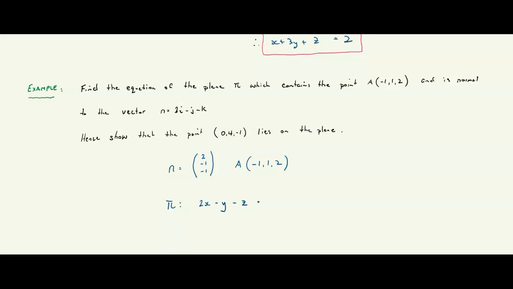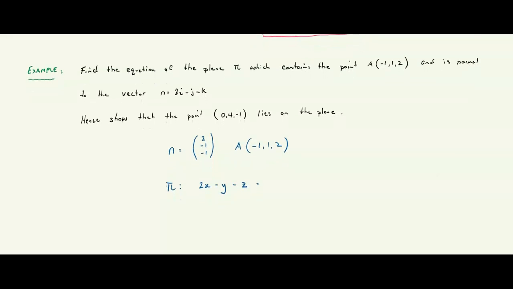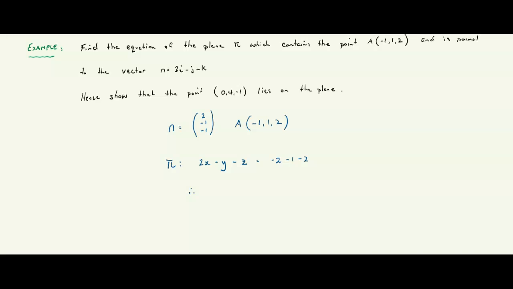That's going to equal, what is it going to equal? Well, it's going to equal my dot product of the normal vector with my point A. So see what it read up here? Ax naught plus by naught plus cz naught. Ax naught, 2 times -1 plus -1 times 1 plus -1 times 2. So 2x minus y minus z is equal to -5. Therefore, 2x minus y minus z is equal to -5. Okay, hence show that the point 0, 4, -1 lies on the plane.